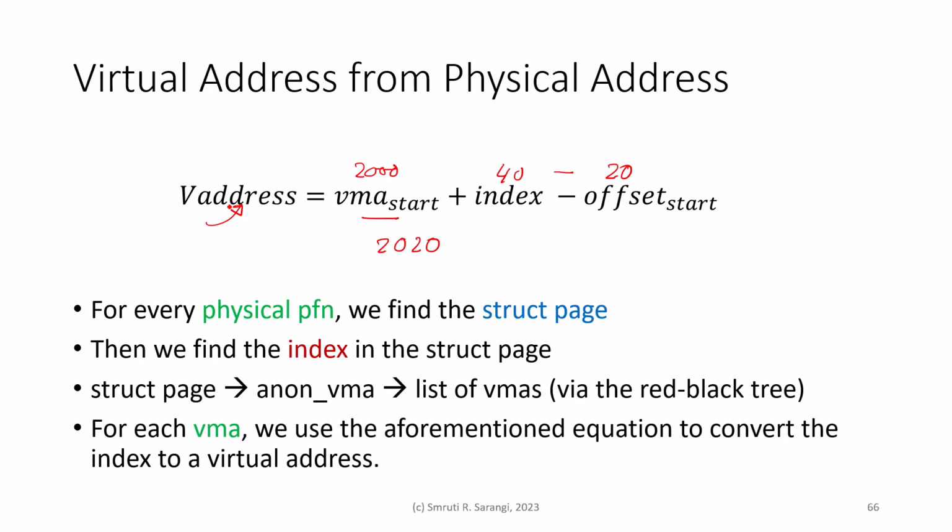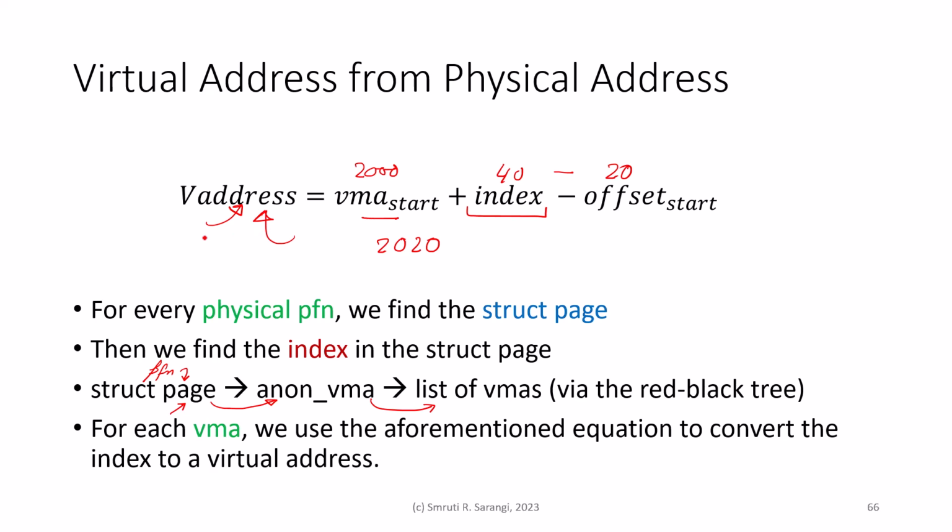So what is the entire reverse mapping process now? Well, the process is very simple. We first find the PFN. From the PFN, we find the struct page. From the struct page, we go to the Anon VMA. Then we go to the list of VMAs via the red-black tree that may contain the page. For every VMA, we use this aforementioned equation where we retrieve the index from the struct page and use it to find the virtual address of the page, the virtual page frame number.